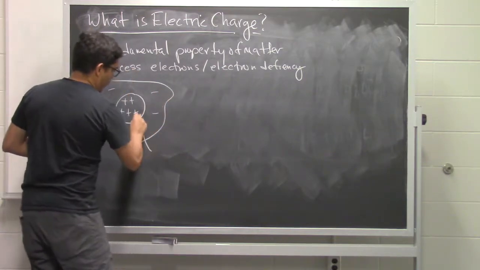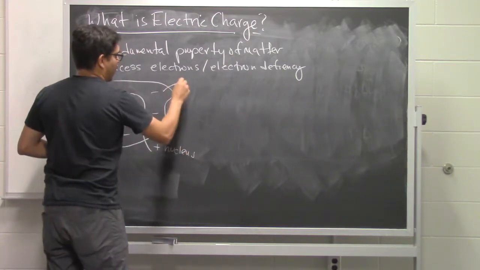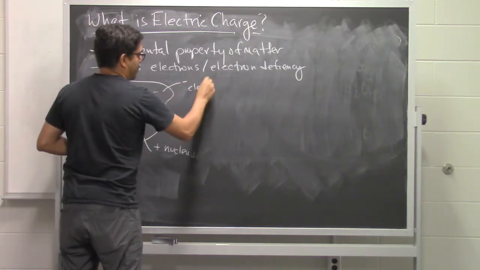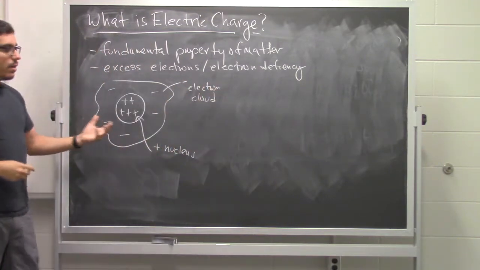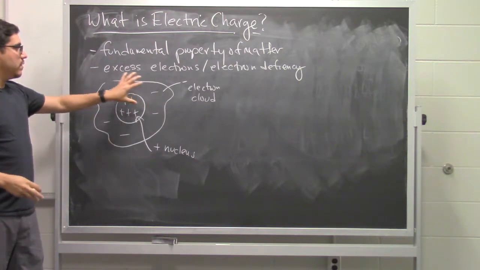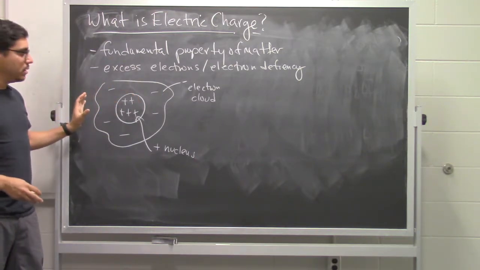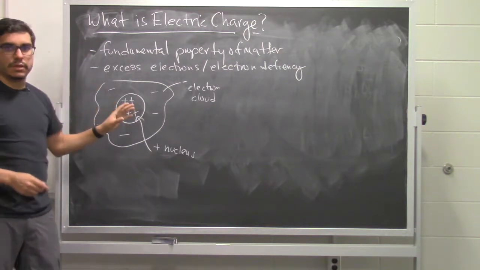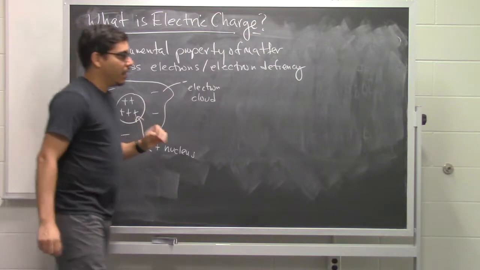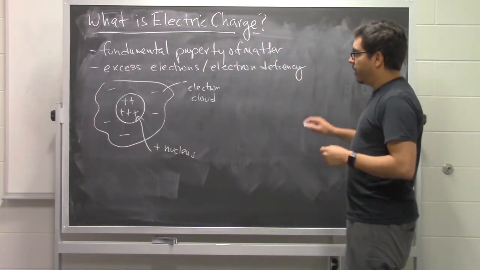So what we have here is a positively charged nucleus and a negatively charged electron cloud. Now, the electrons are the ones that can move around and so forth. So it is the result of having too many or too few of those that actually gives us net charge in some sort of system. So we'll talk a lot more about that when we get into polarization and so forth. But the idea here is just to get you sort of familiar with this.